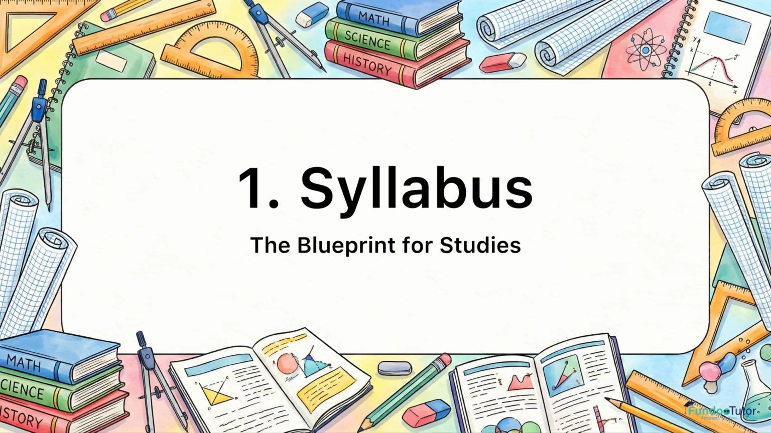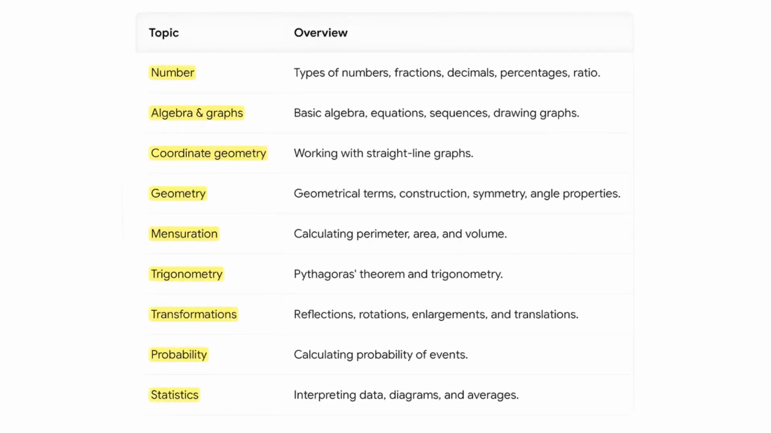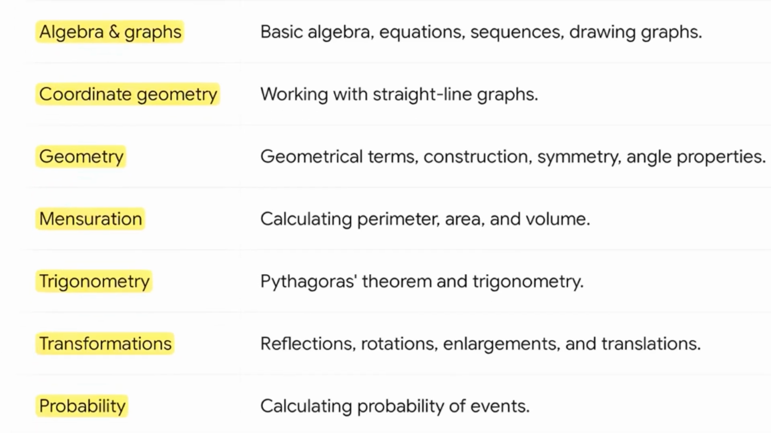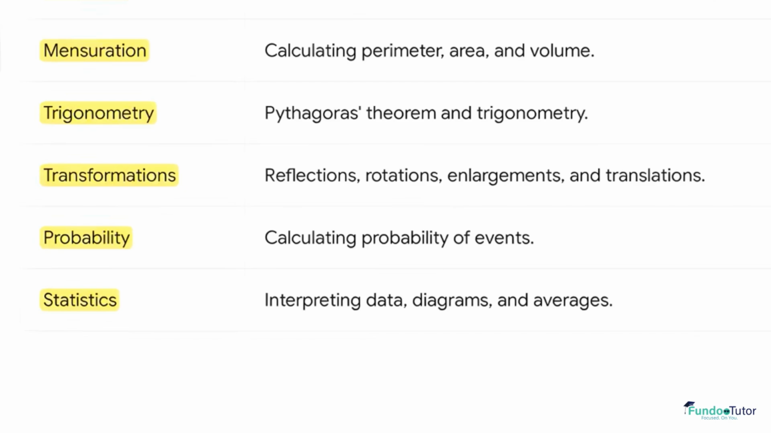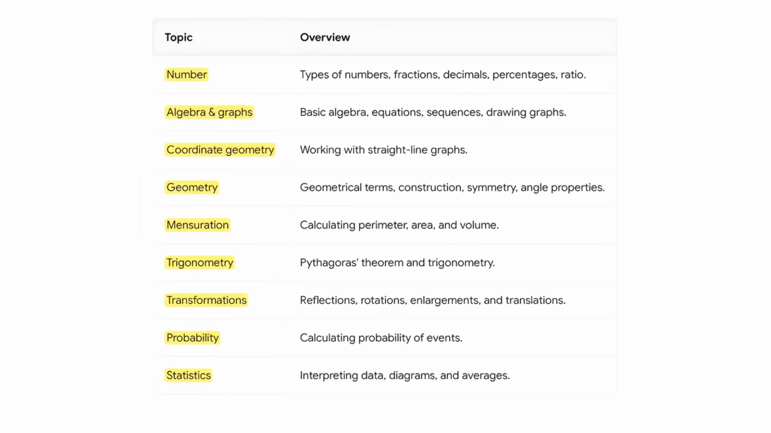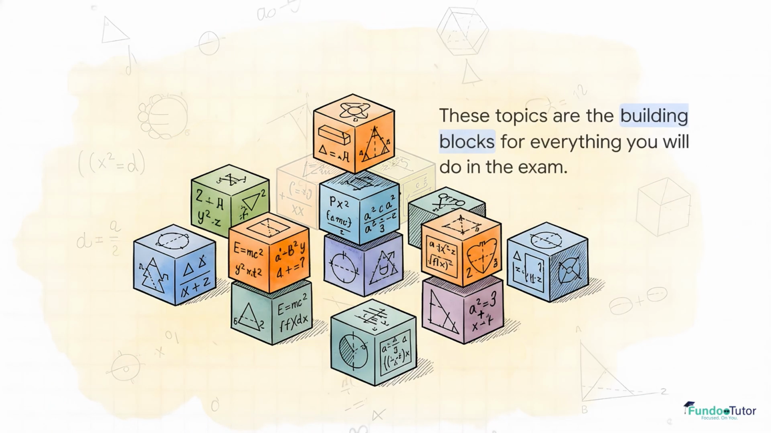Think of this as the blueprint for your studies. So when you actually break it down, it's not so bad, right? The entire course is really just built on these 9 core areas. You've got your basics like number, algebra, and geometry, and then you move into things like trigonometry, probability, and statistics. The cool thing is each of these is kind of its own little world of skills to master. And that's the key, really. These topics are the absolute building blocks for everything you're going to face in the exam. If you can get your head around these one by one, you're building a super solid foundation. Seriously, nothing in the exam will come from outside this list.